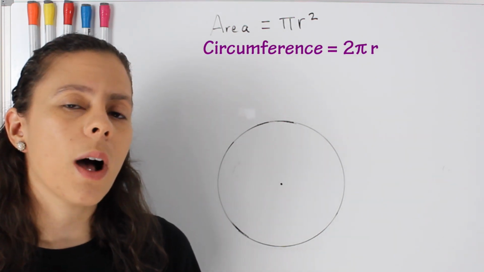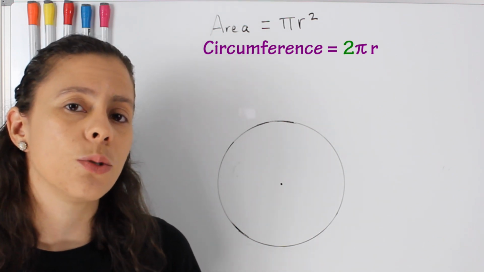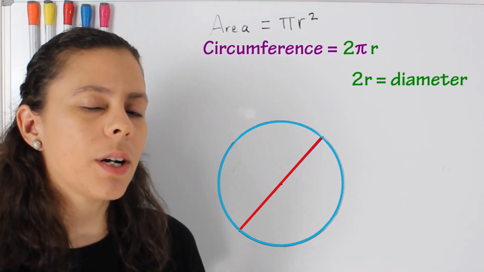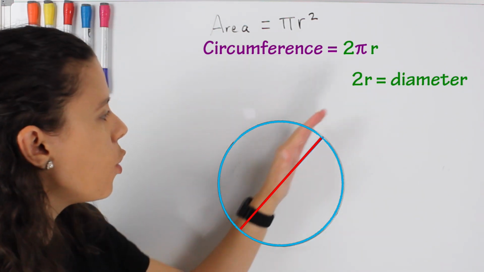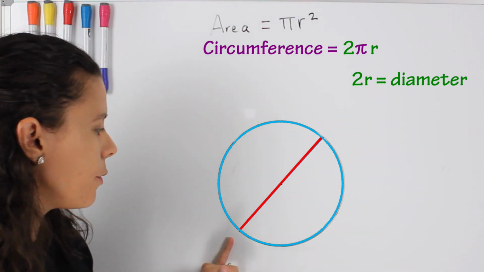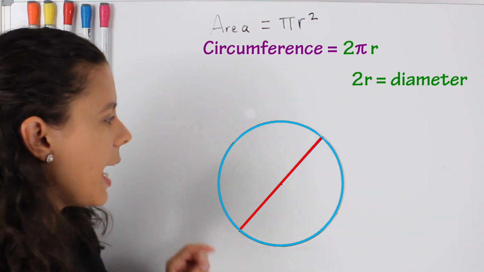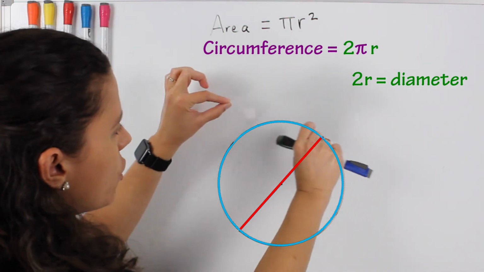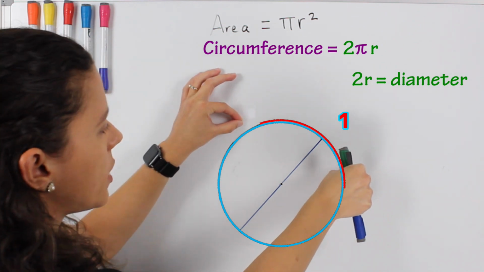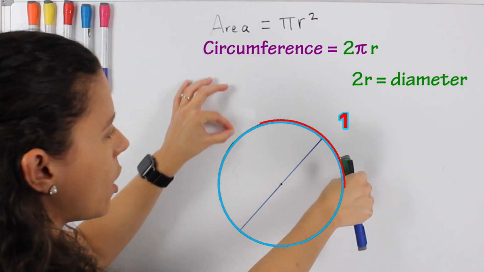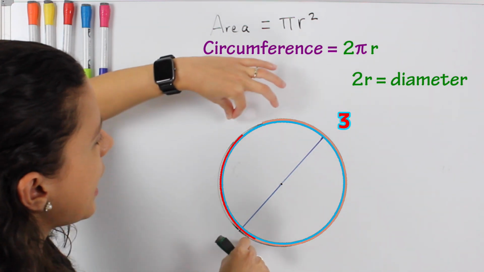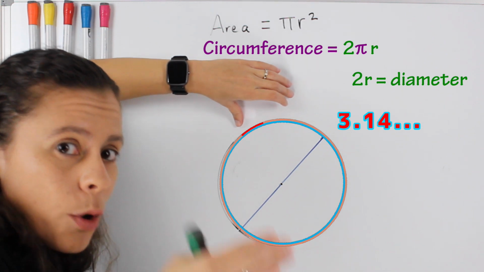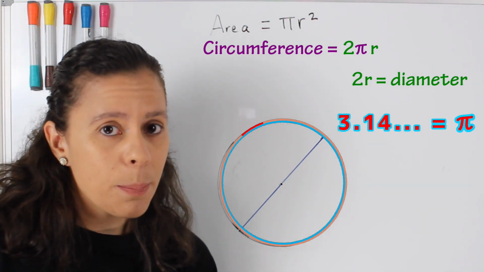But the reason why the circumference of a circle is 2 times pi times the radius is because if you grab the diameter of a circle, which is a line that goes from circumference to circumference passing through the center, and you make like a string out of it, right? And you place it around the circle, what's gonna happen is that that string can go around the circle 3 times and a little more. And that little more is the 0.14 and so on. That's where pi comes from.